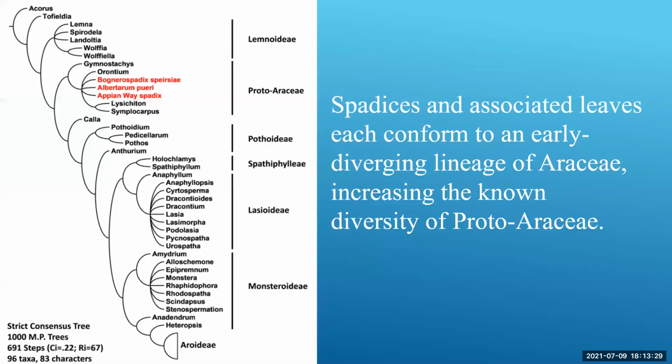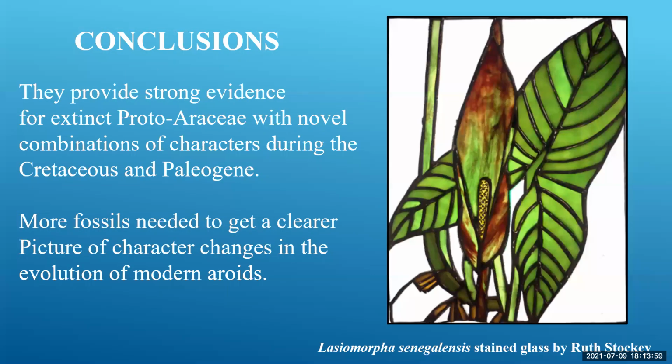Okay, when we put these in, we have 96 taxa, 83 characters. This is the strict consensus tree. What we have are the fossils in red, and the spadices and the associated leaves, which we keyed in with Bognor spadix spearsii, each conform to an early diverging lineage of Araceae. So these are quite early on in Araceae, which is increasing our knowledge of the Proto-Araceae. And they provide strong evidence for extinct Proto-Araceae. These have a novel combination of characters during the Cretaceous and the Paleogene.